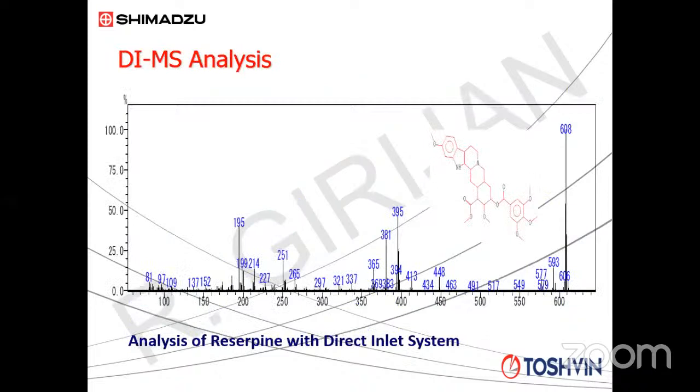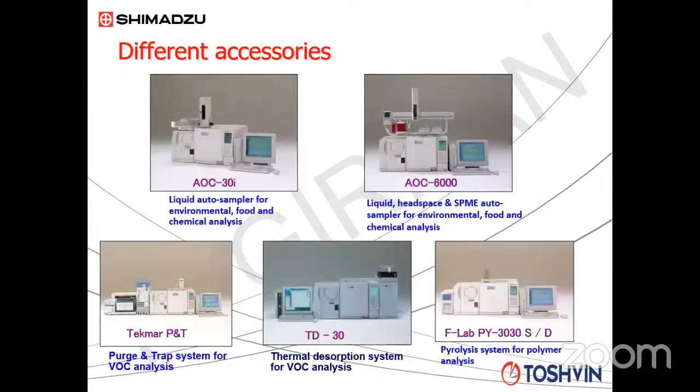Okay. This is a drug analysis, reserpine, and we have used a DIMS analysis for that. It's not a GCMS analysis, it's a DIMS analysis. And there are different accessories that are available for GCMS. You can connect an autosampler, you can connect a headspace sampler, you can connect a purge and trap system.